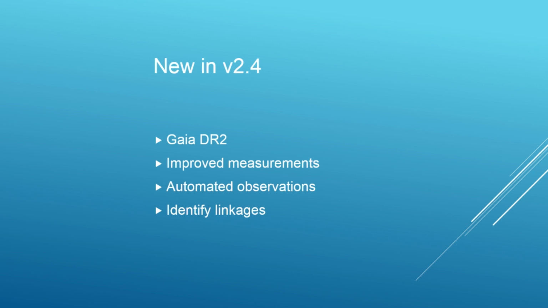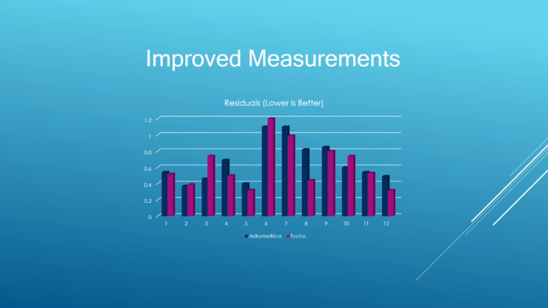So to that end, I have added support for the Gaia DR2 star catalog. I've also improved the centroiding algorithm so that the astrometry and photometry measurements have been improved. I've also added the ability to automate the observations so that the workflow is improved. And finally, I've also added the ability to identify linkages. So if you've conducted more than one night of observations, the Tycho software can help assist you in determining which tracks link together.